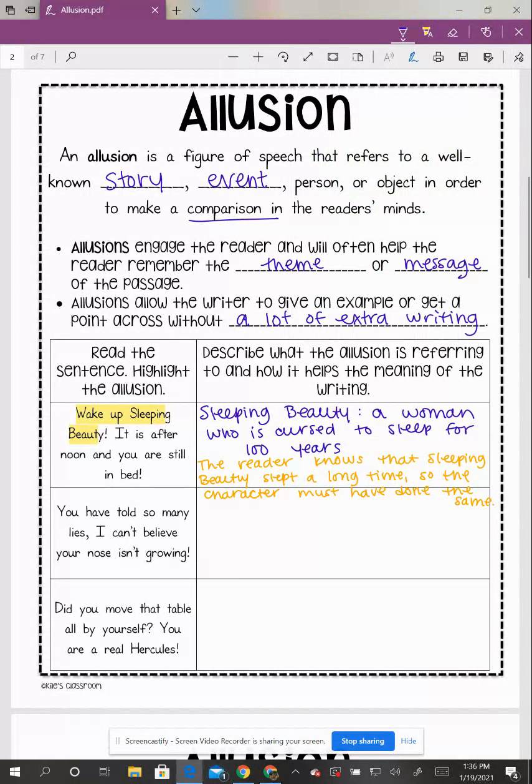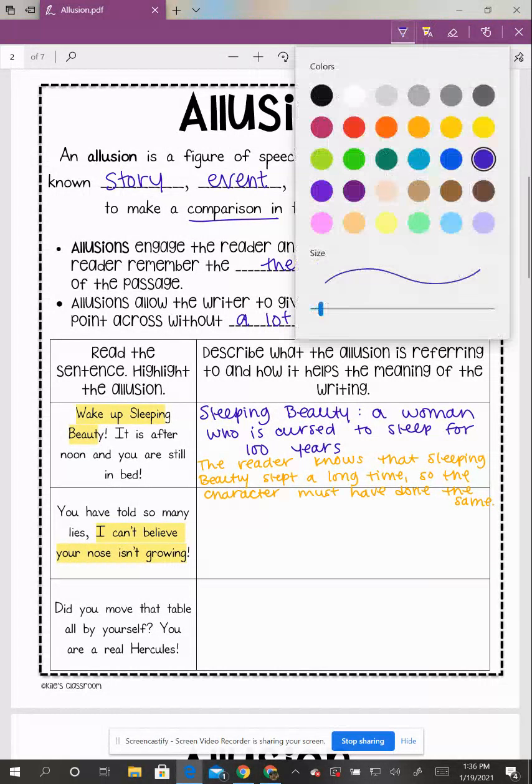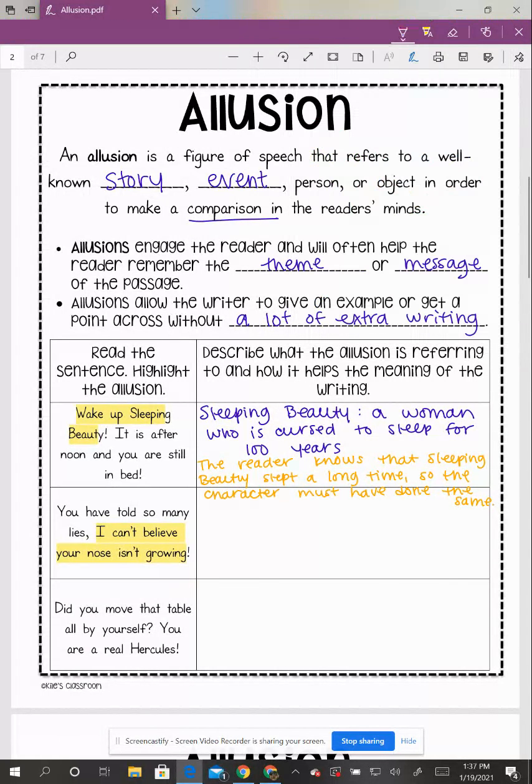Now let's go and talk about the next one. You have told so many lies, I can't believe your nose isn't growing. This one is a little bit different because it doesn't actually say the name of something. But where it says, I can't believe your nose isn't growing, this references a very famous children's story. Some of you probably thought of it right away. This is referring to Pinocchio.